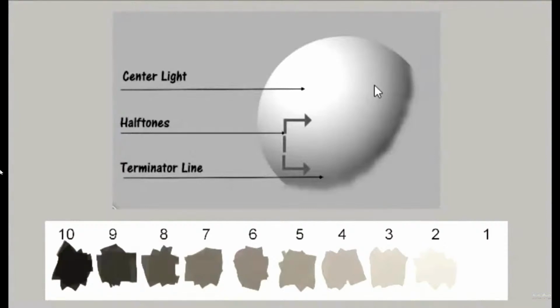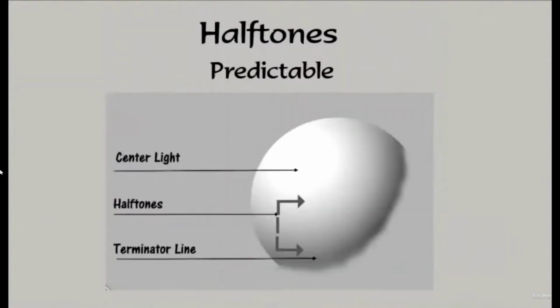And so one way we can think about it is that the tones, some say halfway between, all those tones halfway between the center light and the shadow, or the terminator, all those values are halftones. The only problem with that kind of identifying halftones is that not always are we going to find everything in direct light.